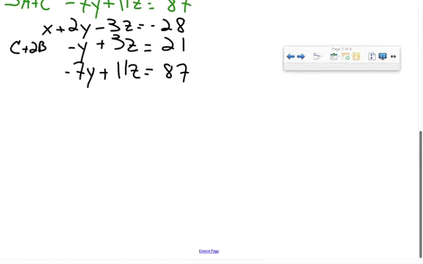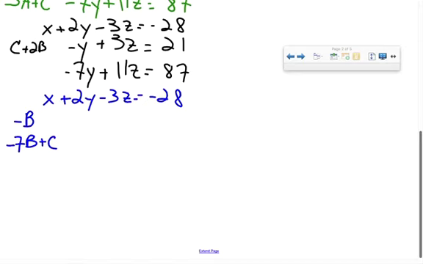So I'm going to leave the first equation alone. My first equation already looks the way I want it to. x plus 2y minus 3z equals -28. In my second equation, I'm just going to change the sign. In my third equation, I'm going to multiply by -7 the second equation, and add the third equation. So this will be -7b plus c. Okay, so that means I've got y minus 3z equals -21.